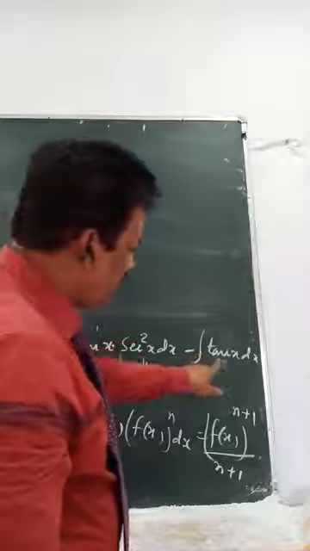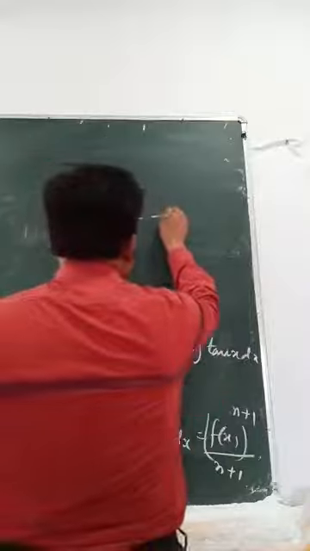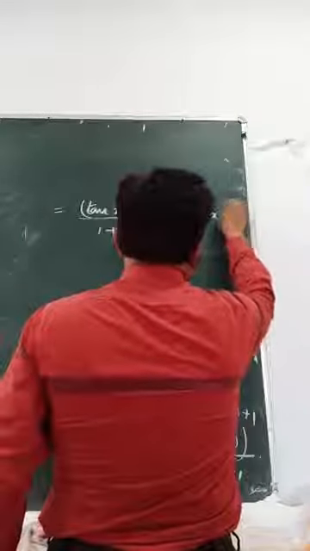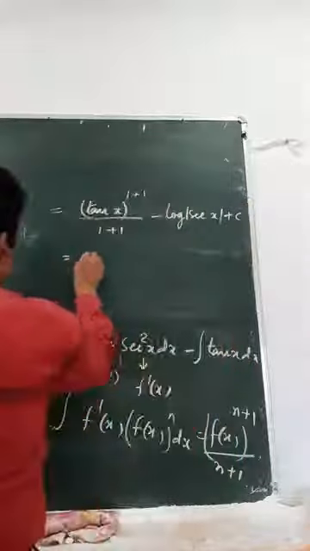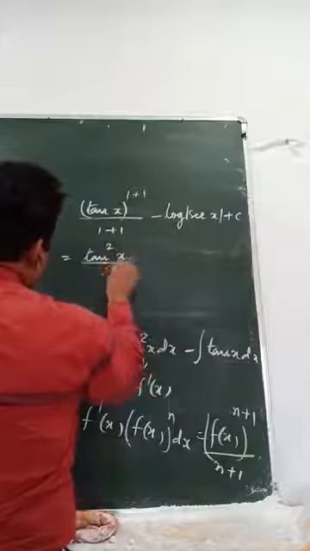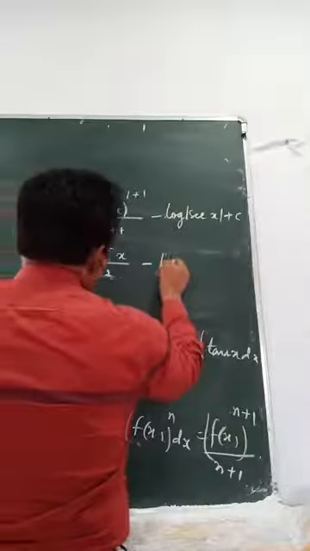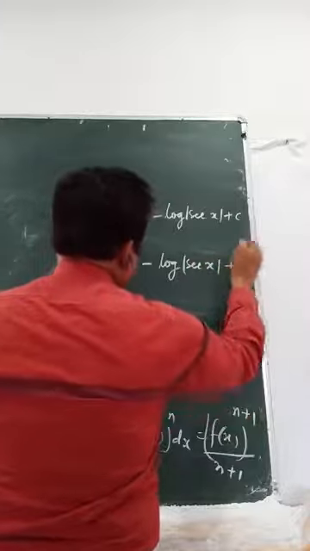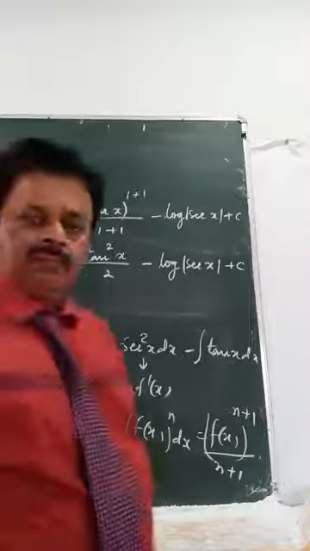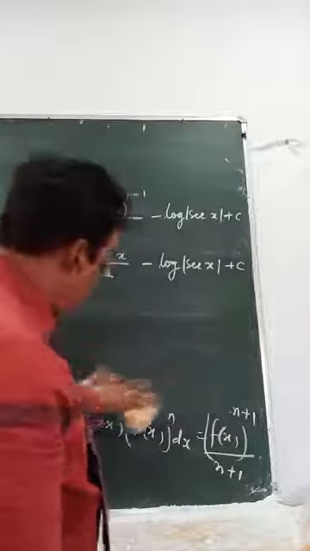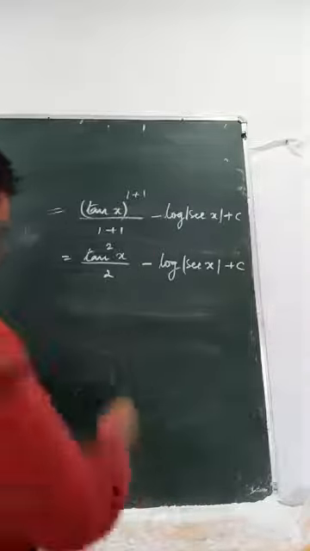Now tan x's integration I have told you, log sec x. So the conclusion is tan square x by 2 minus log sec x plus constant. Done. Okay.